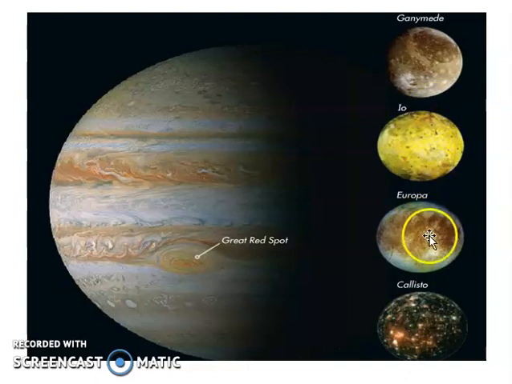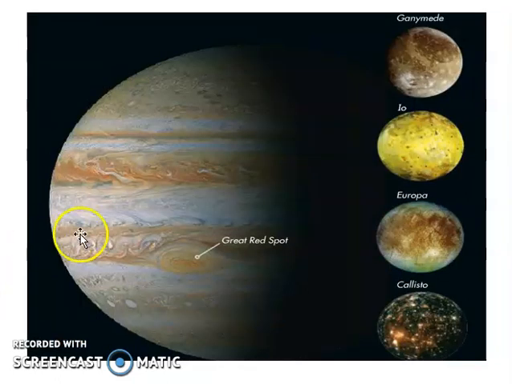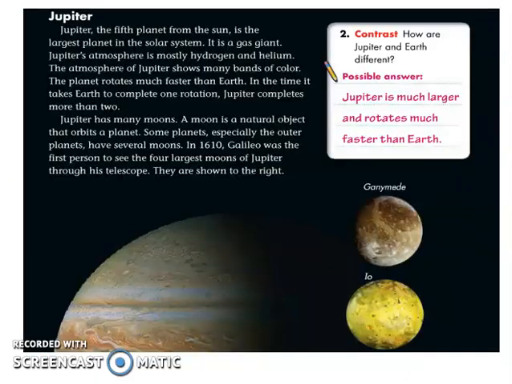So this is the largest planet. Didn't you know some of the moons of Jupiter have water? At the same time, some moons are almost the same size as Earth. So now, let's answer number 2. How are Jupiter and Earth different? Jupiter is much larger and it rotates much faster than the Earth.